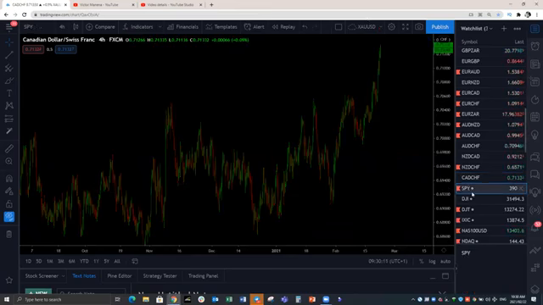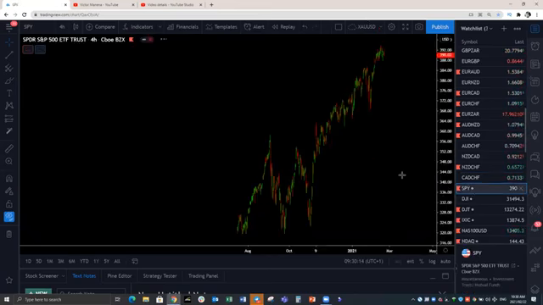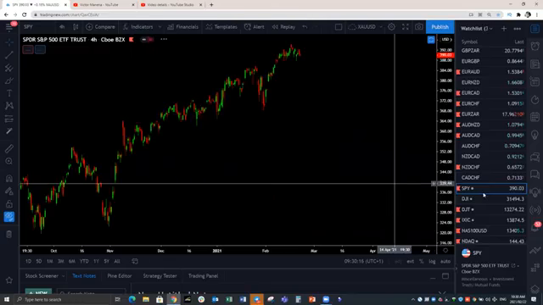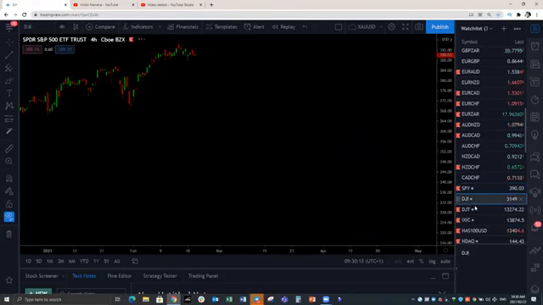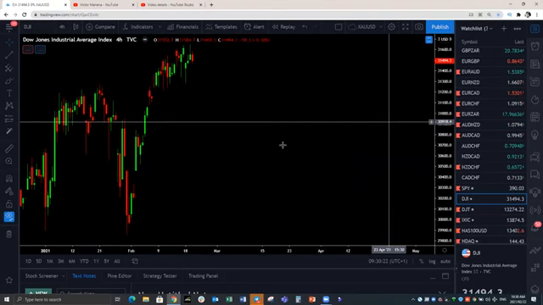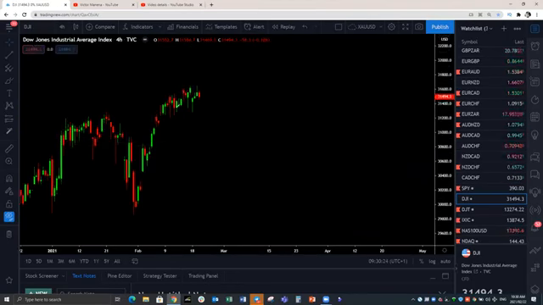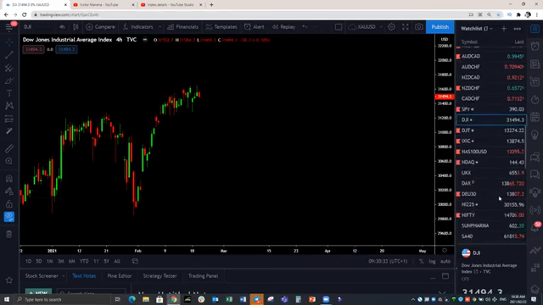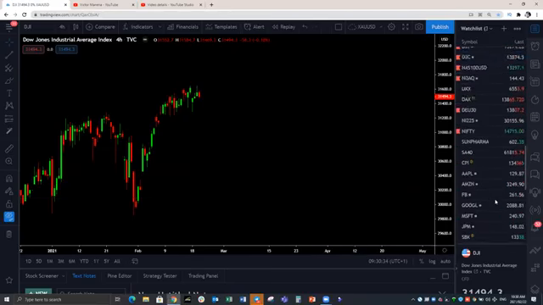The indices, again, are setting up for another leg higher. No change on the indices as yet from yesterday, so I'm not going to go through the indices. You can just refer to yesterday's webinar. Nothing has changed. We're just looking for these sideways corrections to complete before we look for upside. It's the same case for all the indices.